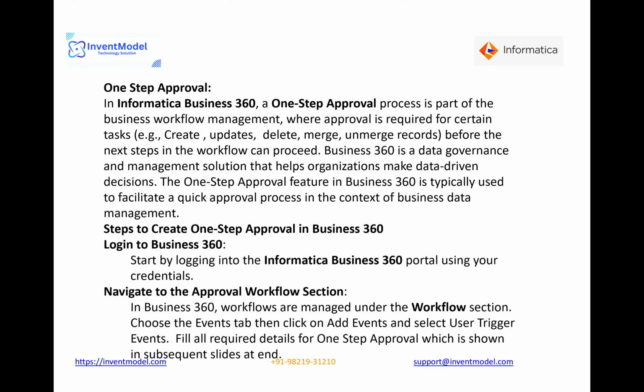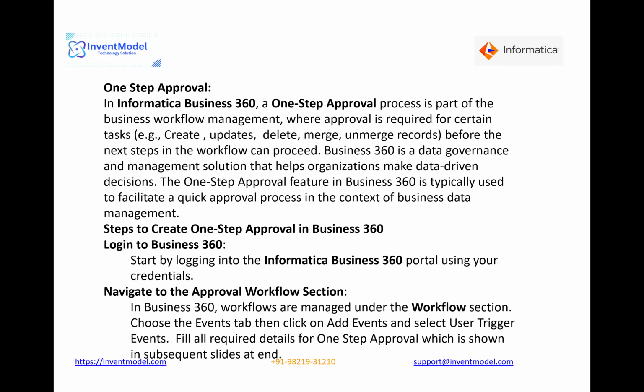So that was all about the BPM process. Now let's move on to the one-step approval. In the BPM, it goes with different approval processes. Basically in the MDM, we have three approval processes: one step, two step, and four step approval, and then we have a custom one also. Today we will be talking only about the one-step approval process.